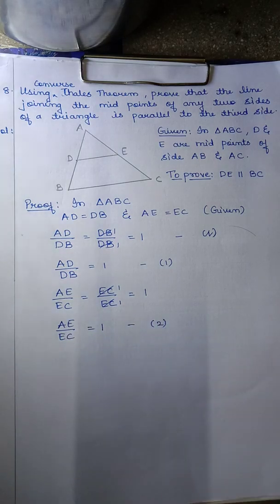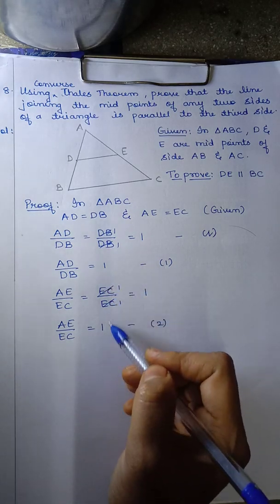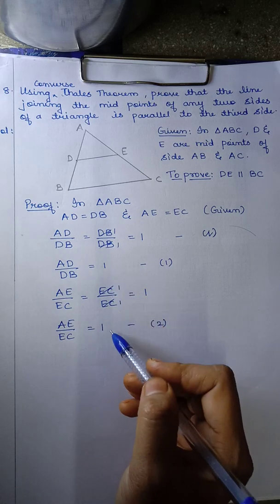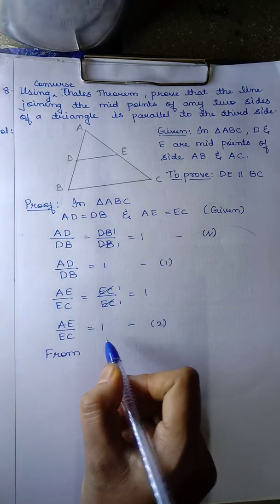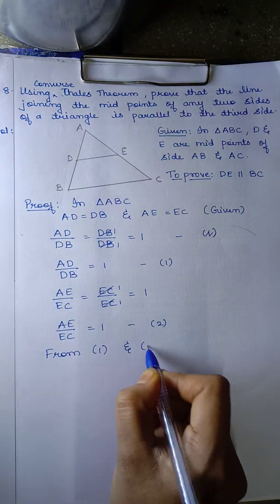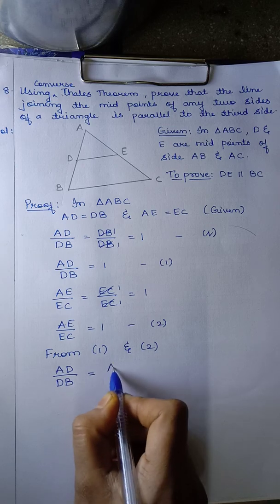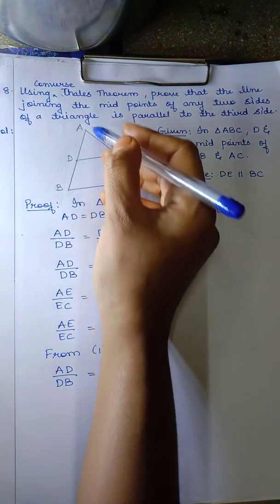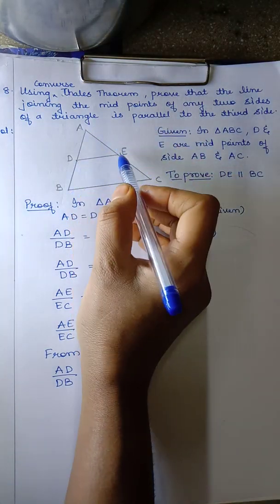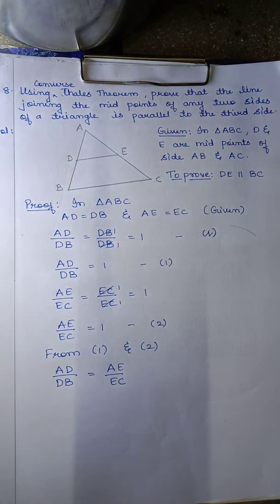This is the second equation. Now see equations 1 and 2, children. In equations 1 and 2, both the RHS are equal, 1 and 1. So when the RHS are equal, the LHS will also be equal. So from 1 and 2, AD upon DB will be equal to AE upon EC. This shows that points D and E divide the sides AB and AC in the same ratio. Therefore DE is parallel to BC.